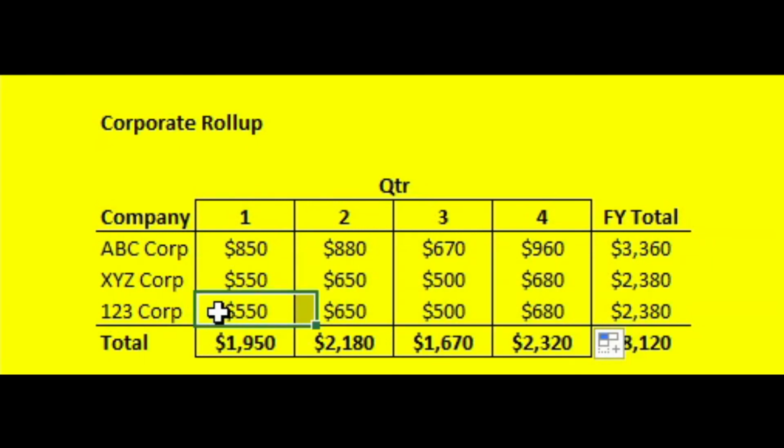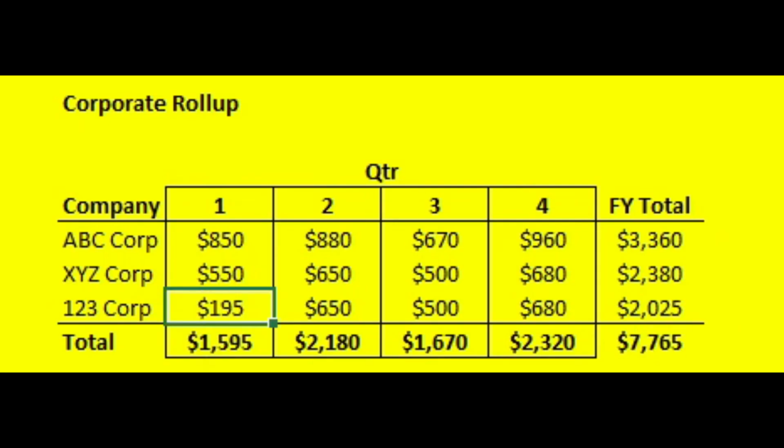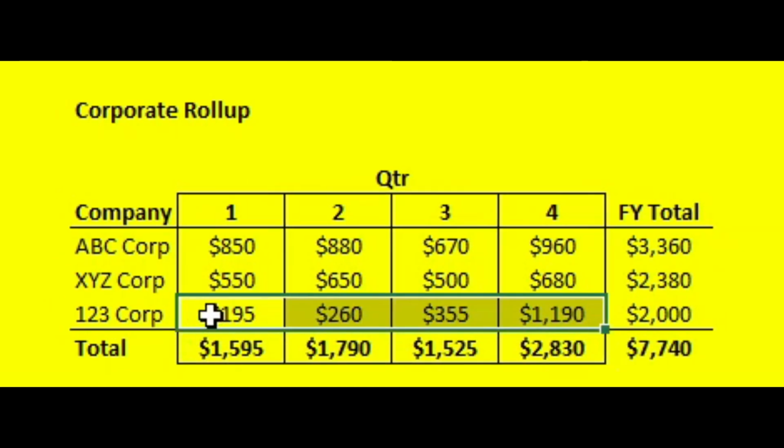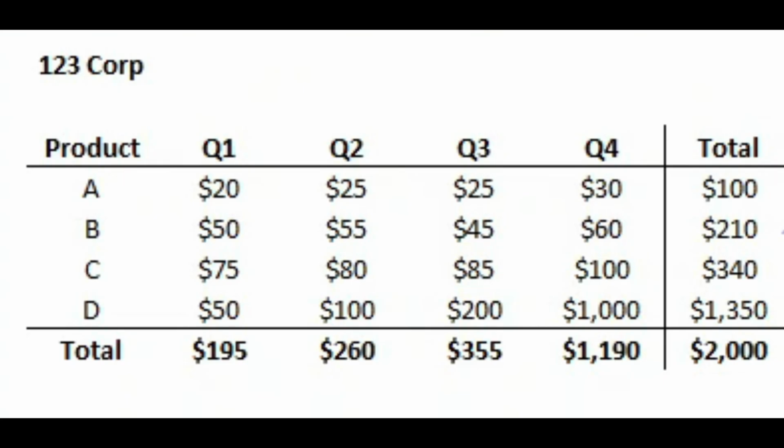And the reason for this is because our area number is still set up for XYZ Corp. So now we need to change this to a 3 to reference the data that's in 123 Corp's table, which is 195. So we'll click OK, and we get 195. So if we drag this over, now we have the corrected information for 123 Corp. It shows 2,000. And if we go down here and we look at the total, it's 2,000.